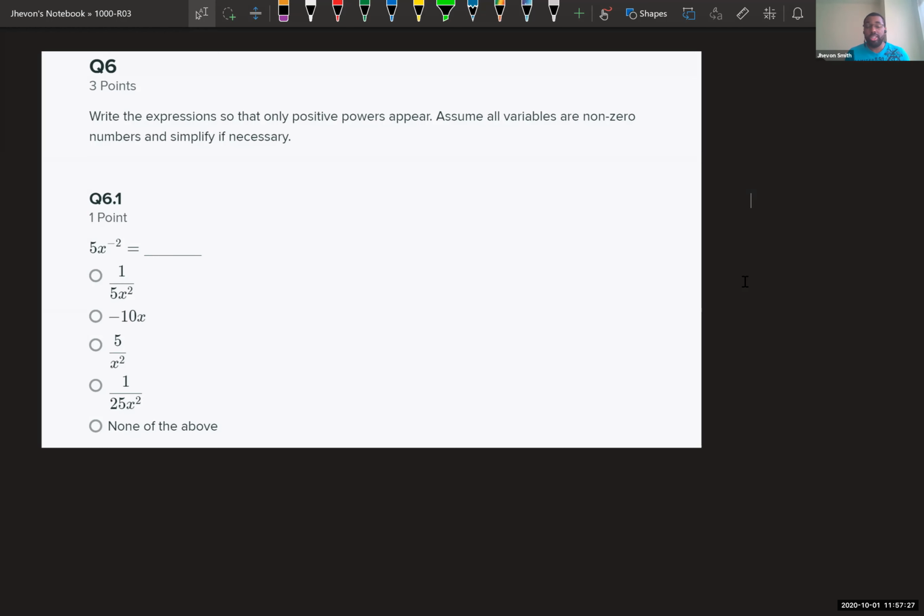So while in general there's nothing wrong with writing something to a negative power, here I just want to know, do you understand what it means to have a negative power? Can you manipulate the expression if it has a negative power and rewrite it in some other way? So that's what this is about. How can you rewrite the 5 times x to the minus 2, 5x to the minus 2, as an expression without a negative power? Maybe the first option, 1 over 5x to the second.